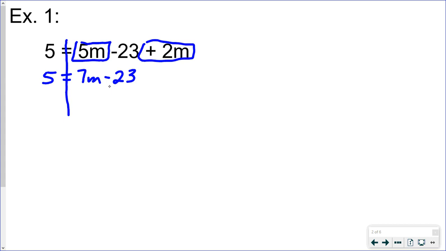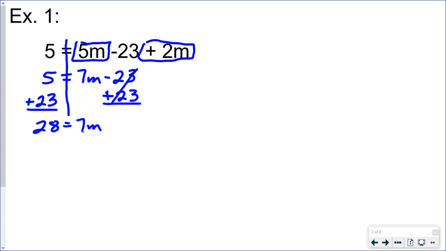Remember, we do the adding or subtracting first. So I see a minus 23. To get rid of that, again, the whole point is to get the m by itself. I'm going to add 23 to both sides. When I say both sides, I mean both sides of the equation, or both sides of the equal sign. Minus 23 plus 23 is 0. 5 plus 23 is 28. So now I have 28 equals 7m.